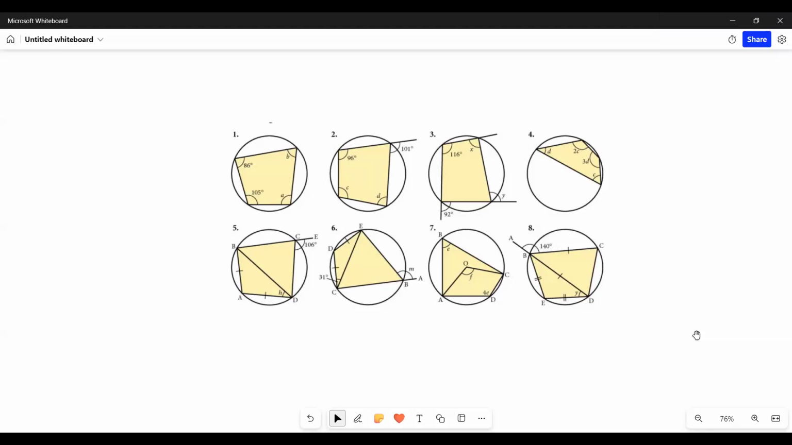5. Okay. 180 minus 106 divided by 2. H is 37. And how did you get that? A is 106. Since the two sides are the same, two angles are the same, so 180 minus 106 divided by 2. Perfect. Got that. Go for the other one.